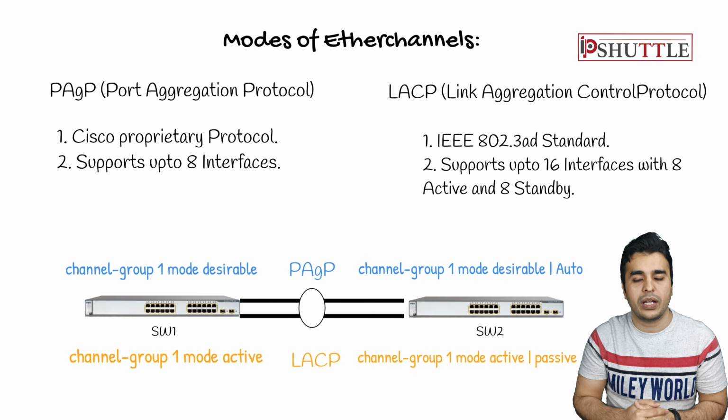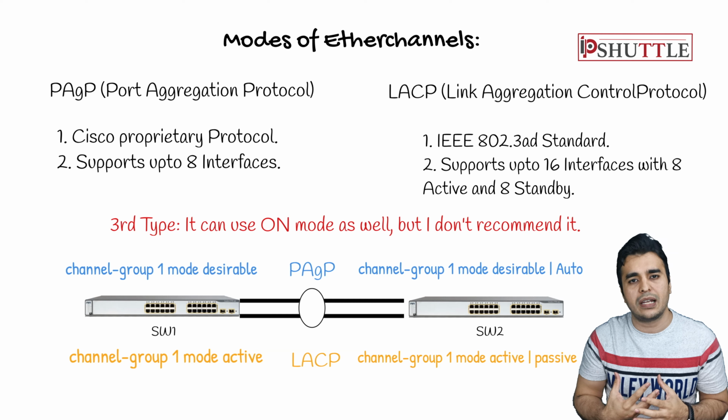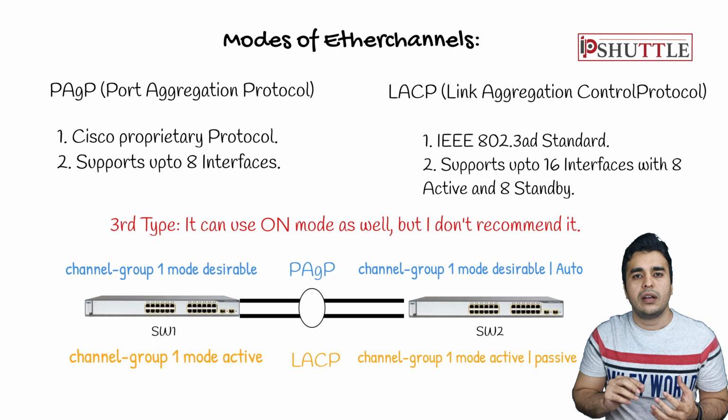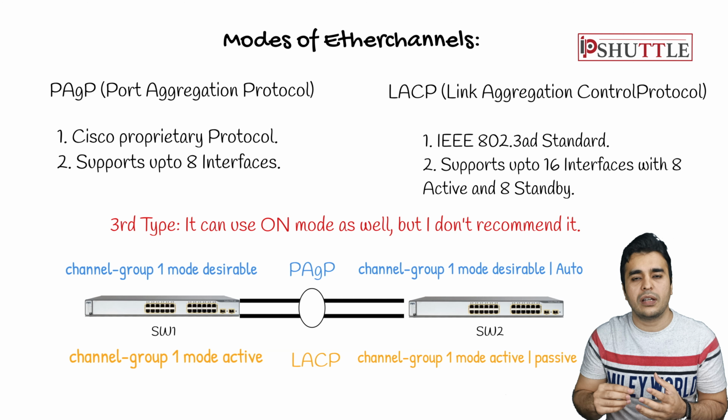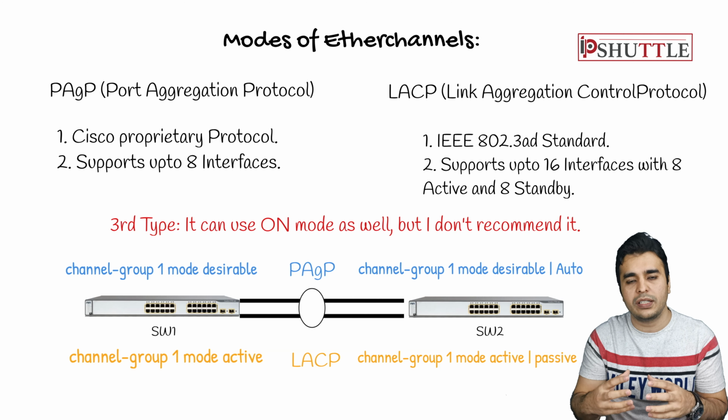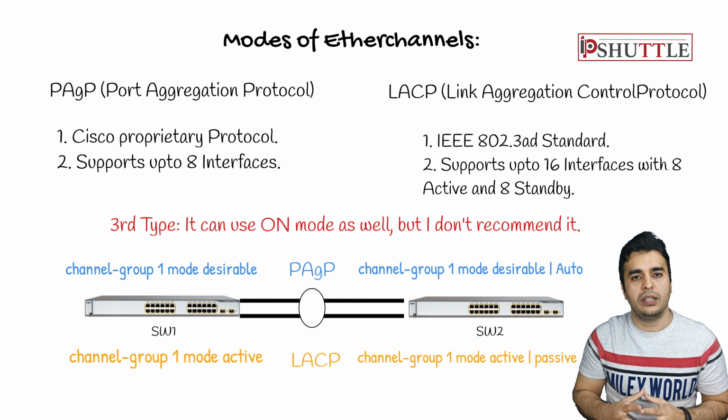The third mode is on. I personally don't recommend using the on mode. The reason is, if you configure on mode, there could be some challenges coming in. For example, you could by mistake introduce a spanning tree loop, or maybe the ether channel never comes up. The reason is that when you are forcing the switch to make it an ether channel, it is not verifying the configuration. So it is your responsibility to make sure both of the sides are matching the configuration.